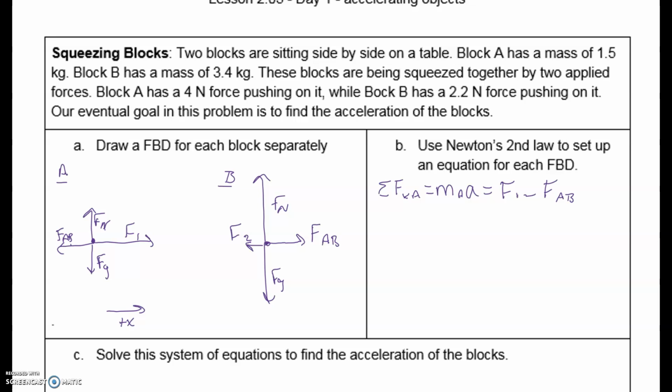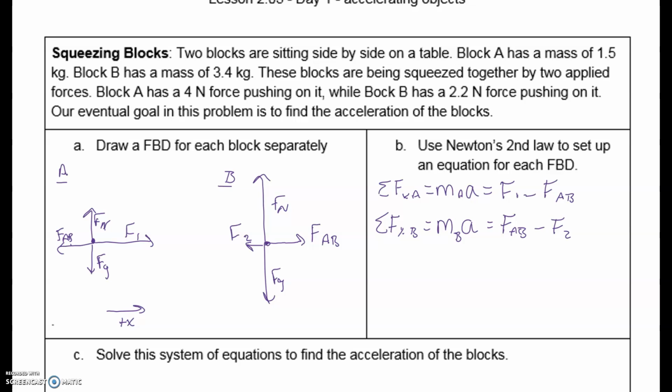And secondly, we can sum our forces horizontally on block B. That net force is equal to mass times acceleration. Again, we have to be specific as to which mass we're talking about, the mass of block B, times acceleration. Looking at the free body diagram, now we have a positive contact force and a negative force 2.